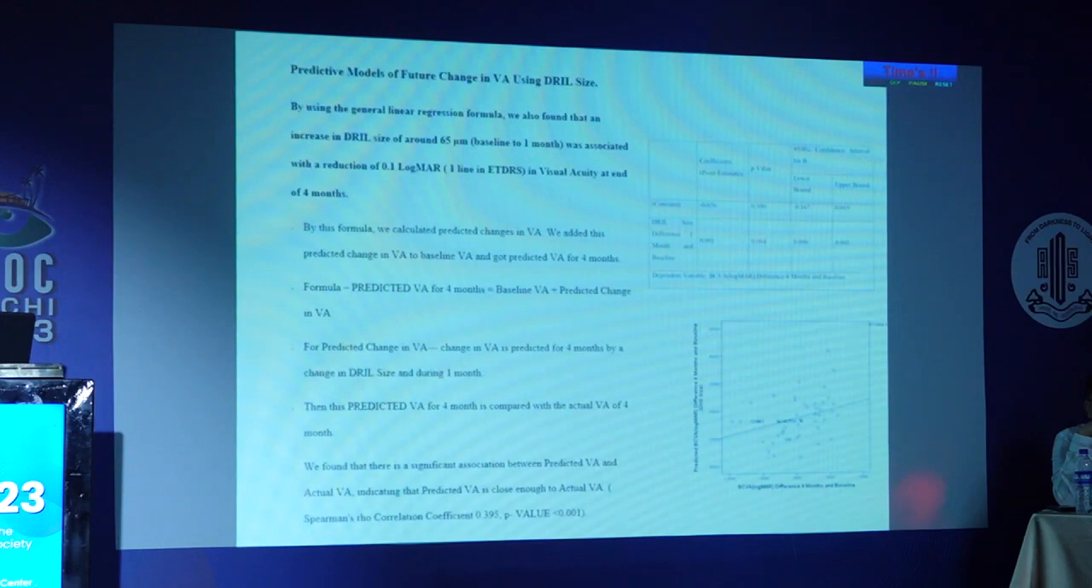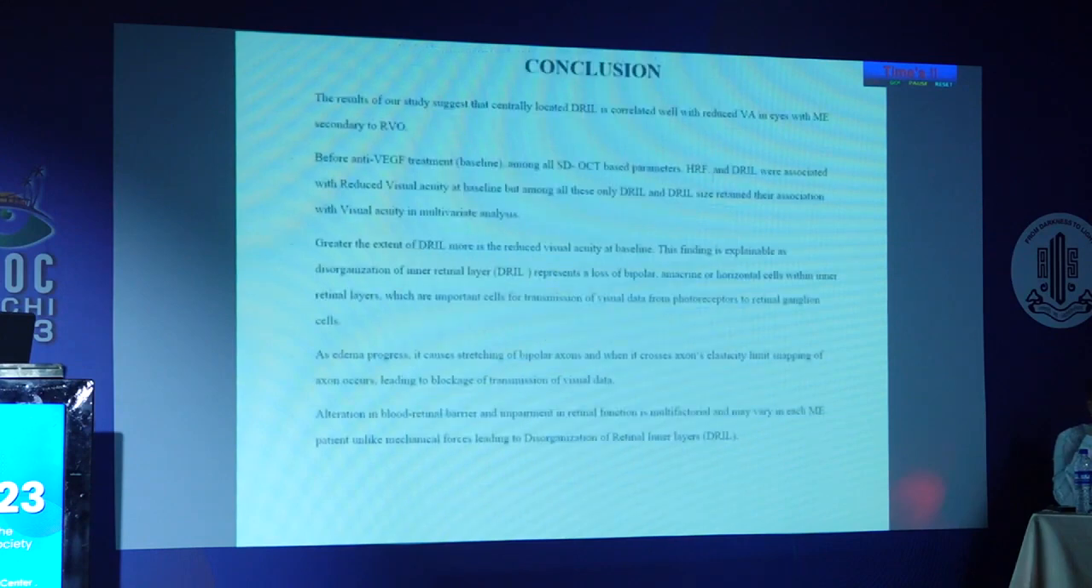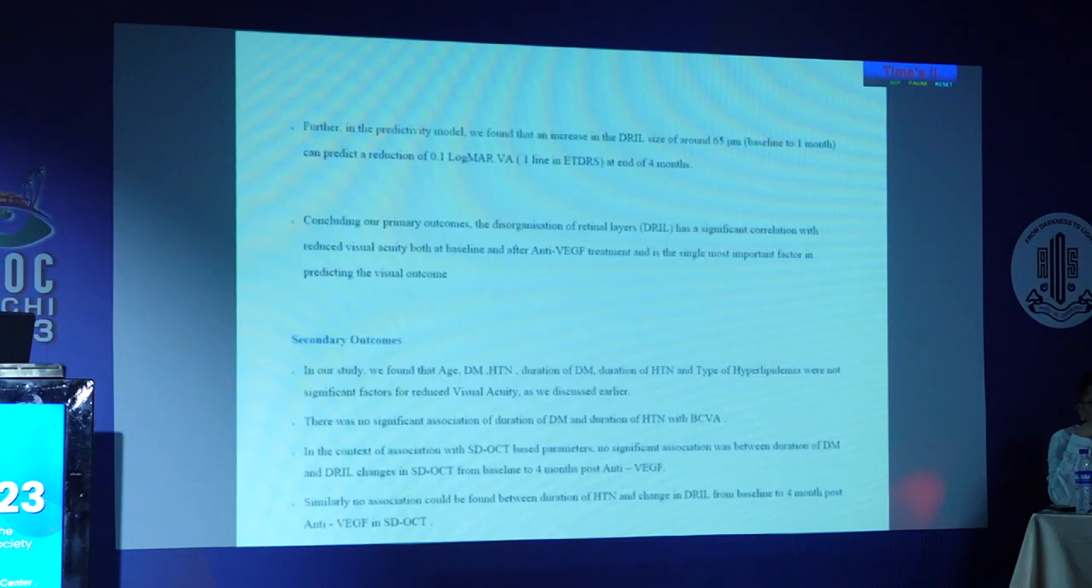We also did a predictive model study which showed a significant association between predicted visual acuity and actual visual acuity. This was the chart which depicts all the parameters. Concluding from this, a greater extent of DRIL is responsible for reduced visual acuity. This finding is explainable as disorganization represents a loss of bipolar, amacrine, or horizontal cells within the inner retinal layers, which are important cells for transmission of visual data from photoreceptors to retinal ganglion cells.